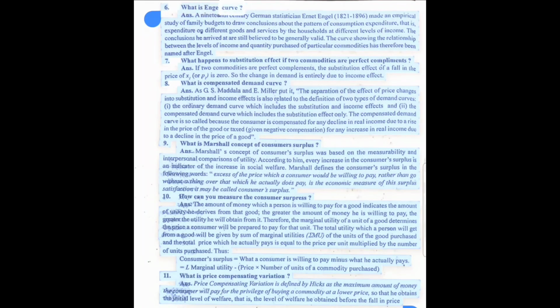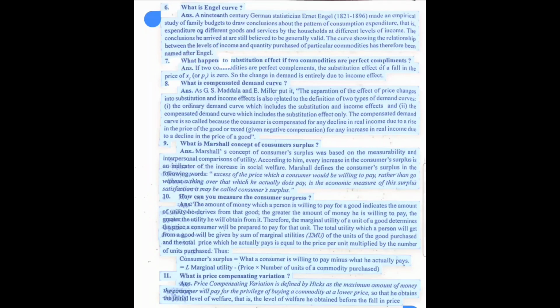6. What is Engel curve? Ans. A 19th century German statistician Ernst Engel, 1821–1896, made an empirical study of family budgets to draw conclusions about the pattern of consumption expenditure, that is, expenditure on different goods and services by the households at different levels of income. The conclusions he arrived at are still believed to be generally valid. The curve showing the relationship between the levels of income and quantity purchased of particular commodities has therefore been named after Engel.